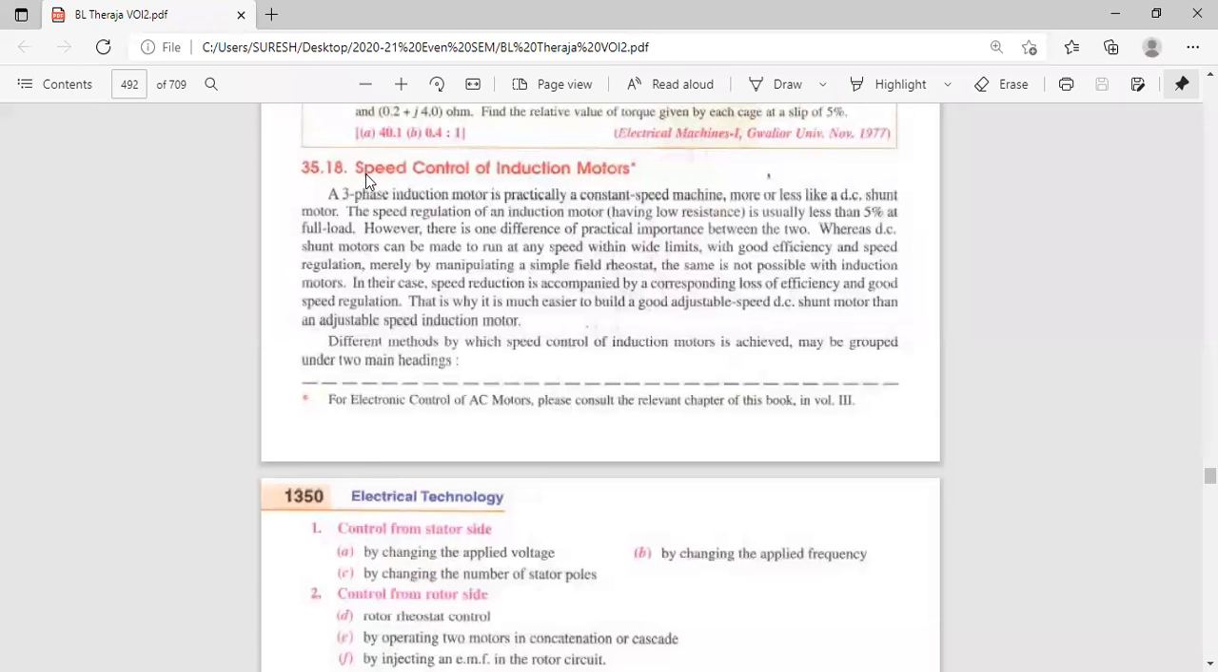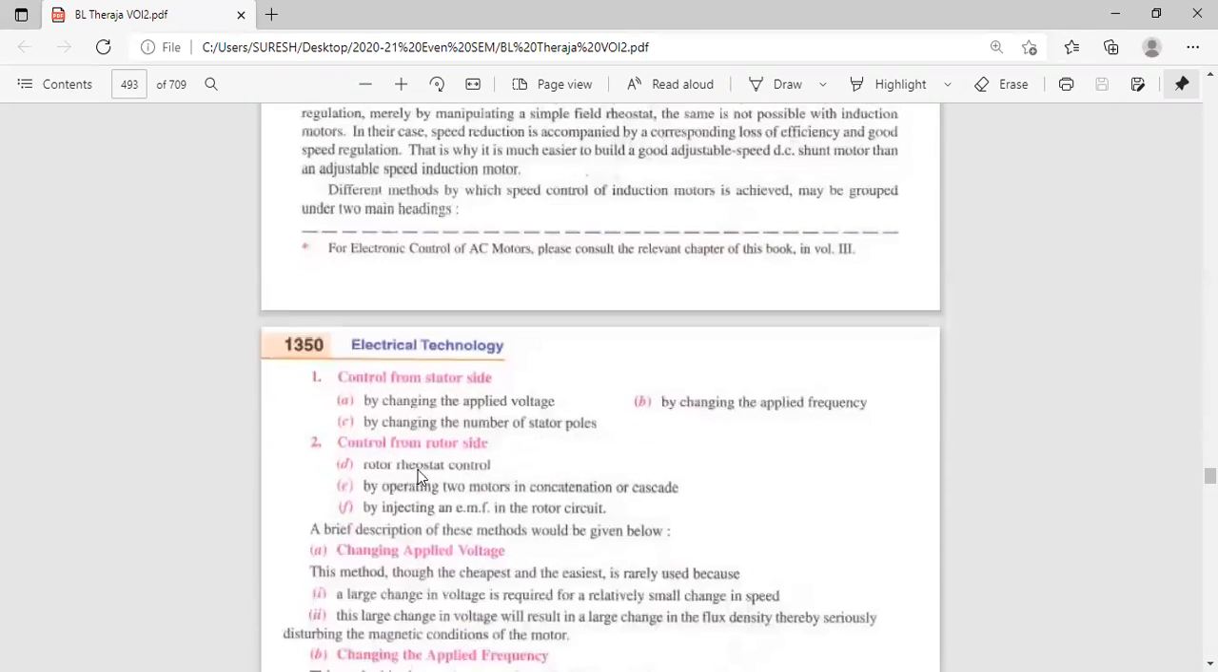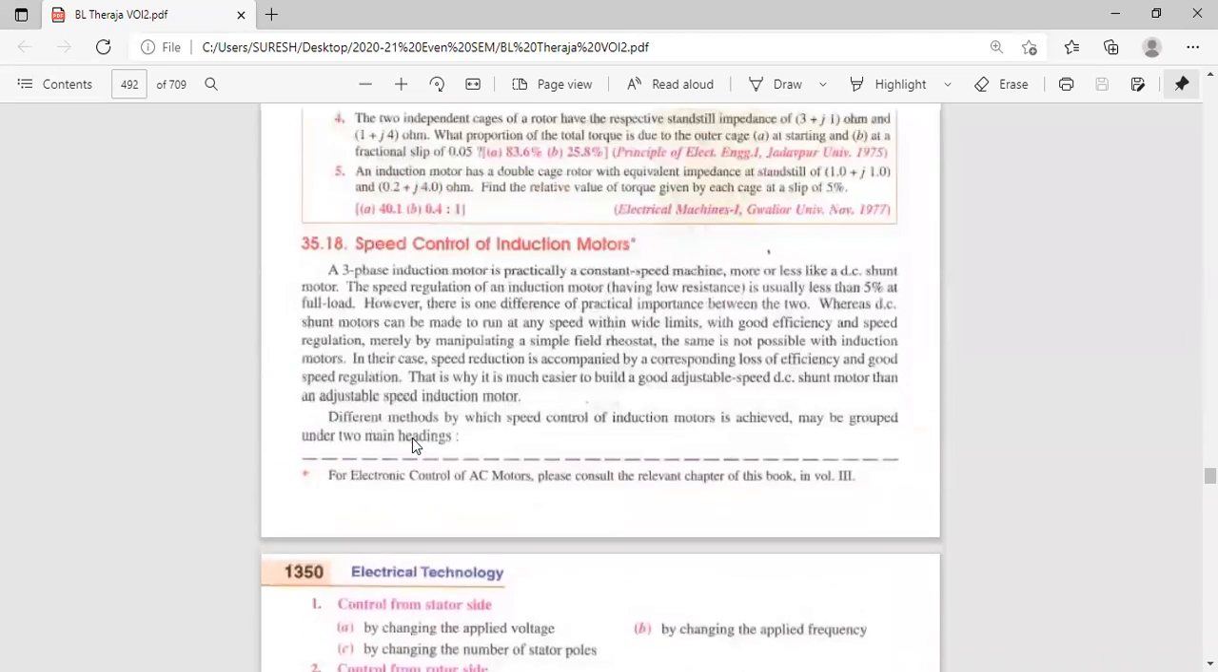Okay, sir. Next topic is speed control of induction motors. How to control the speed of induction motor. Tomorrow we'll discuss it in the next class. There are two methods. One is from the stator side, you can control the speed. Another is from the rotor side also. From the stator side, there are three methods. From the rotor side also, three methods are there. In the next class, I will complete the speed control methods.